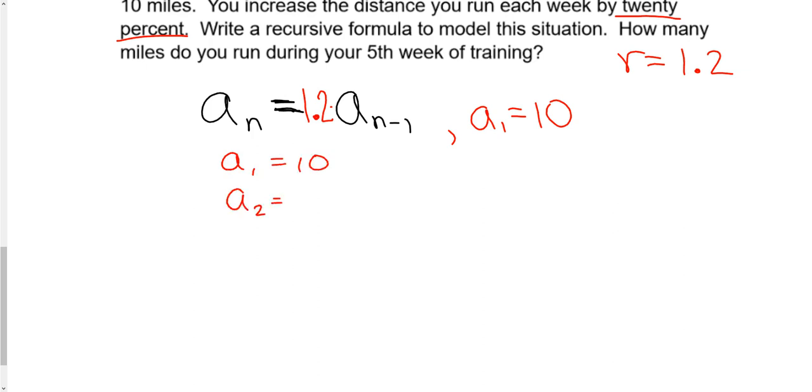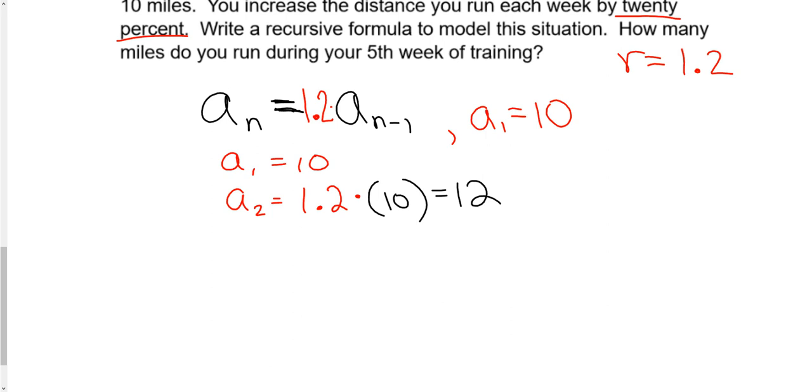Week 2 is 1.2 times basically week 1. So I know that week 1 is 10. So I can just take this off, and do it times 10. What's 1.2 times 10? You guys have calculators, right? Okay, so in week 2, we ran 12 miles, which makes sense because we're adding 20%.